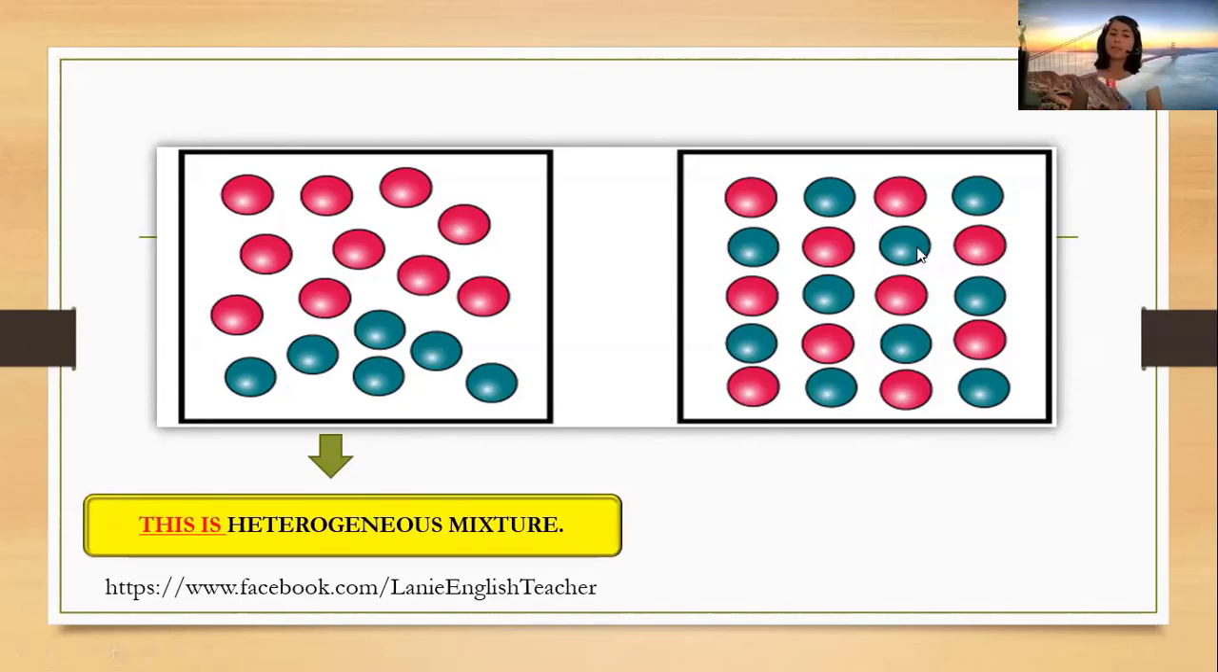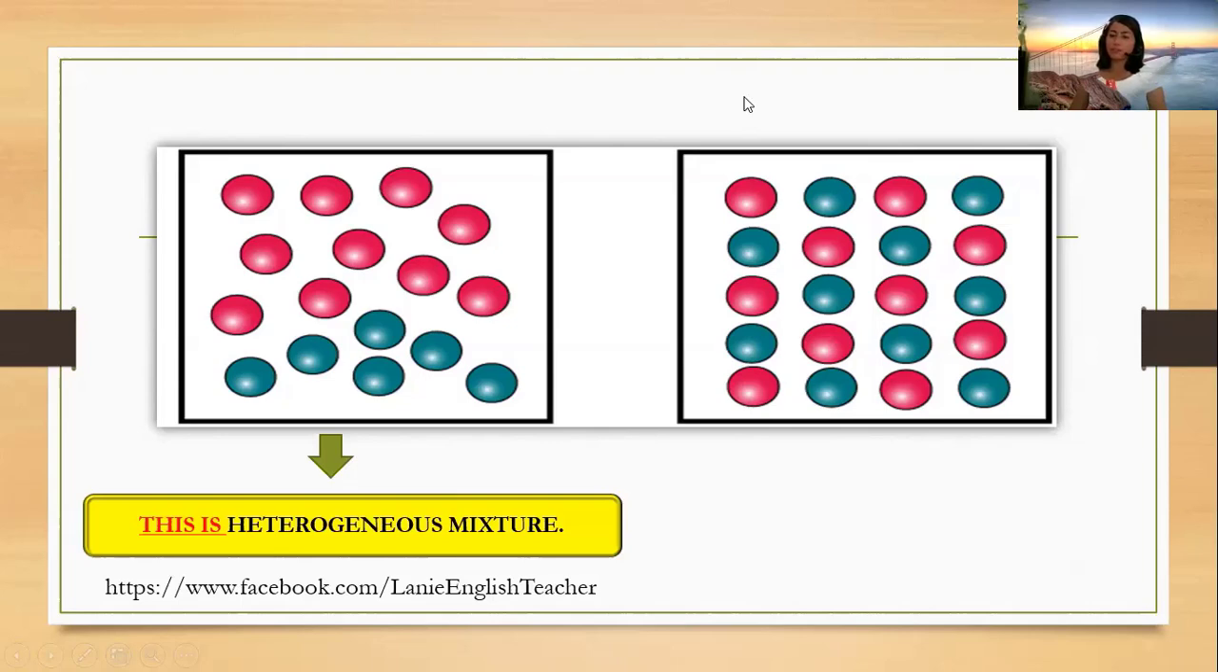What makes it heterogeneous mixture? Now, as you can see, in the upper part, all the substances in red color gathered together, and at the bottom of it, all the substances in blue color gather together. So they are not evenly distributed. So this kind of mixture is heterogeneous mixture.